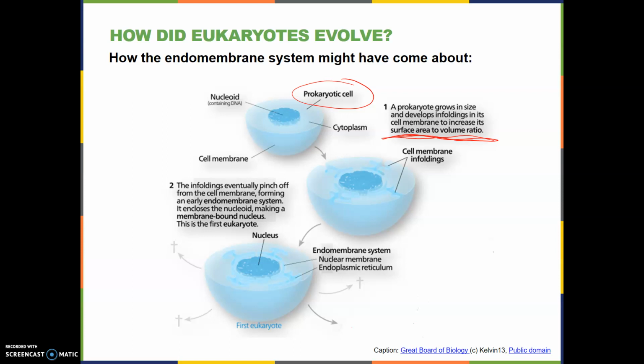A nuclear membrane formed, an endoplasmic reticulum, Golgi apparatus, or other organelles formed possibly by engulfing smaller prokaryotes. But these membranes started out as infoldings and then formed into the membranes that surround the organelles that we've learned about, such as the endoplasmic reticulum, the Golgi apparatus, the lysosomes, vacuoles, vesicles, peroxisomes, all of the different organelles that we've learned.